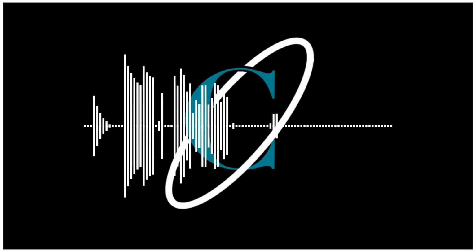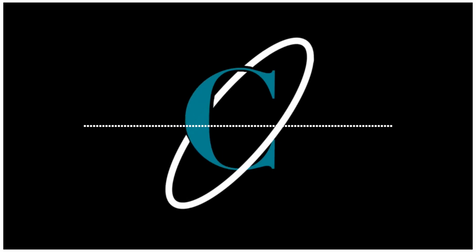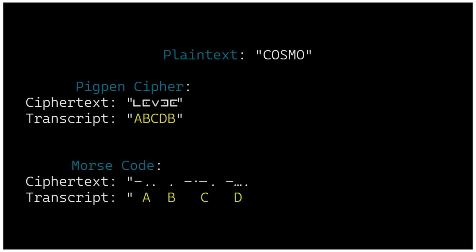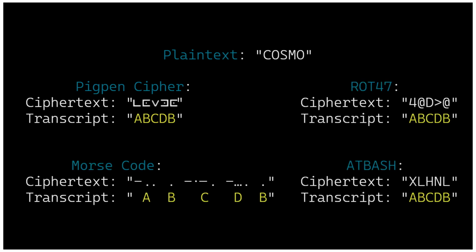Now, random alien codes isn't the only thing this algorithm can crack. Like I mentioned before, this algorithm can crack virtually any code, right? If we take my name Cosmo and we ran it through the Pigpen cipher, Morse code, @bash, and ROT47, we will get the following outputs, right? Now, all of these following outputs have the same exact code transcript of ABCDB.